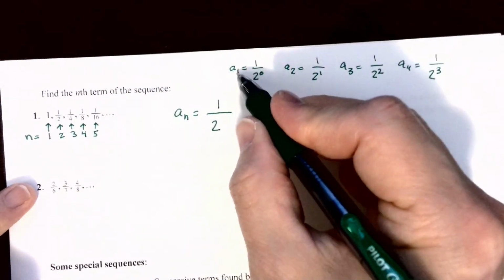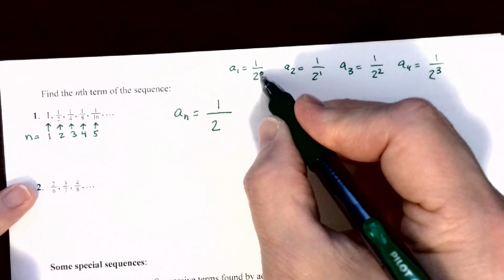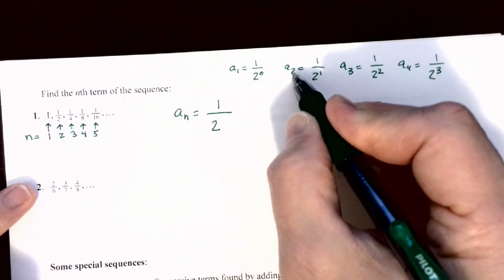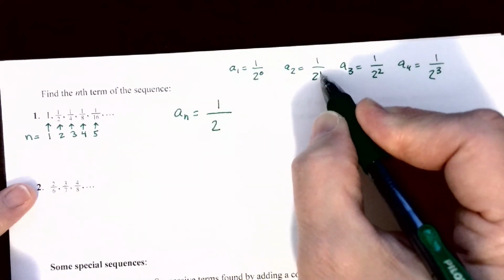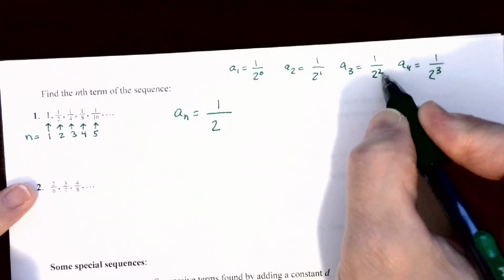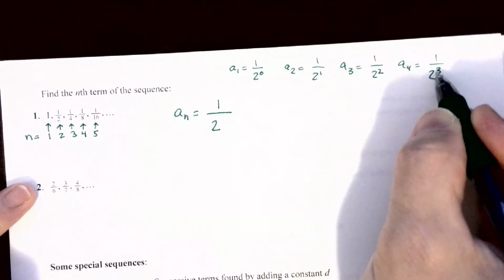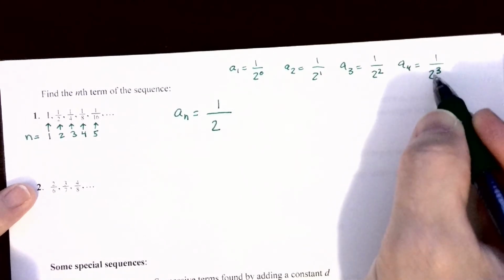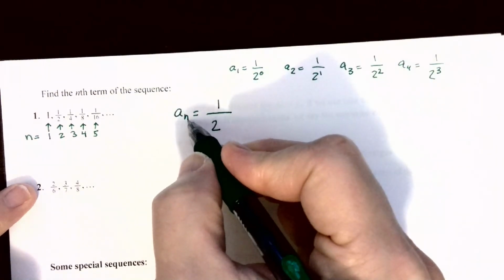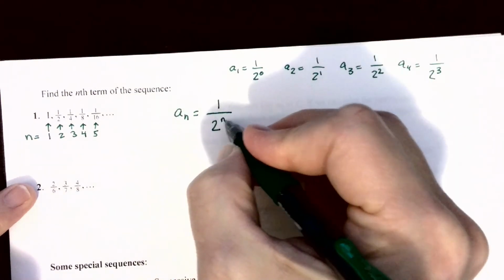But when n is 1, the exponent is 0. When n is 2, the exponent is 1. When n is 3, the exponent is 2. When n is 4, the exponent is 3. So what's the relationship? It's always 1 less. So if the index is n, the exponent is n minus 1.